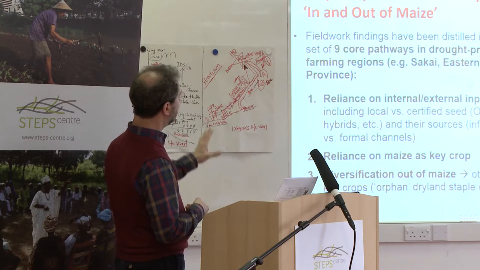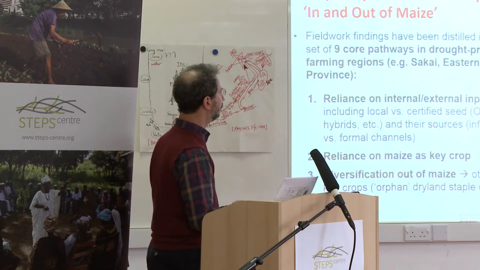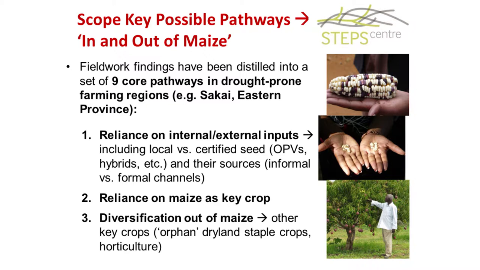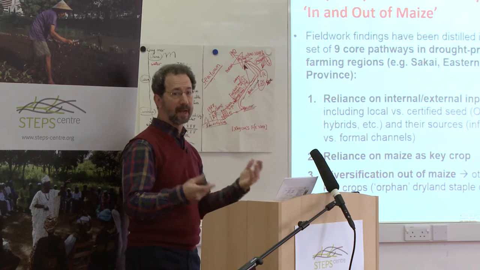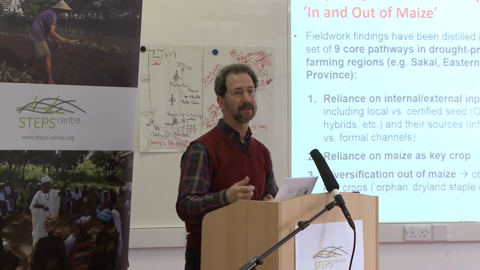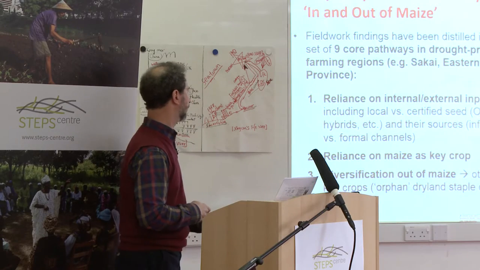So we did that analysis, looking at people's reliance on internal versus external inputs, I mentioned, the reliance on maize as the key staple crop for themselves, and this attempt at diversifying out of maize into what we were calling sibling crops, the dryland staple crops like sorghum and millet and cassava, as well as the high risk but potentially high return horticultural crops like tomatoes and onions, mangoes, citrus.